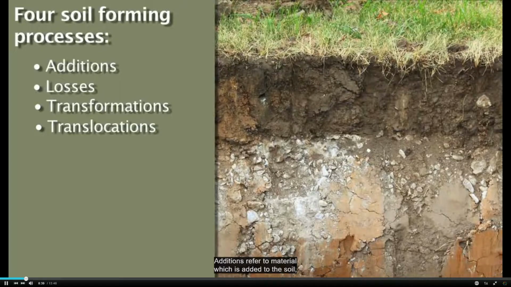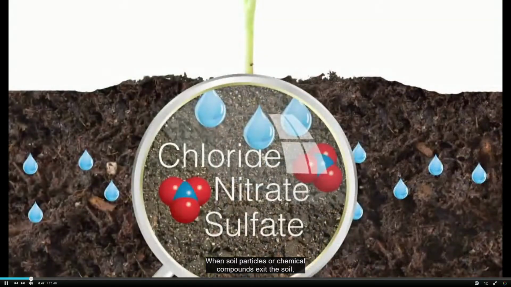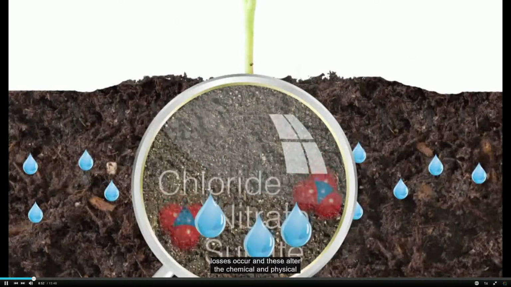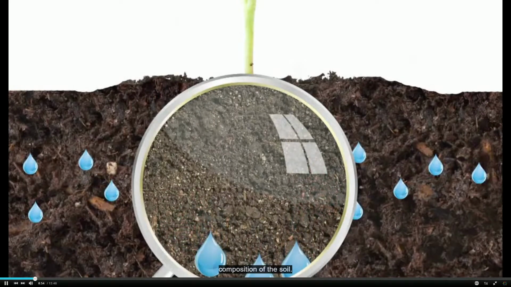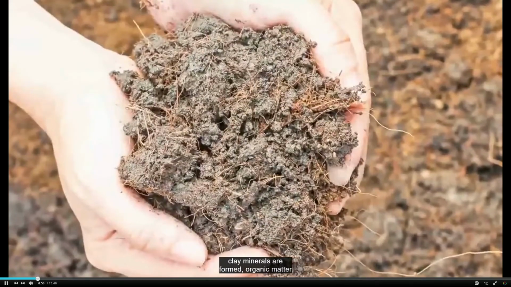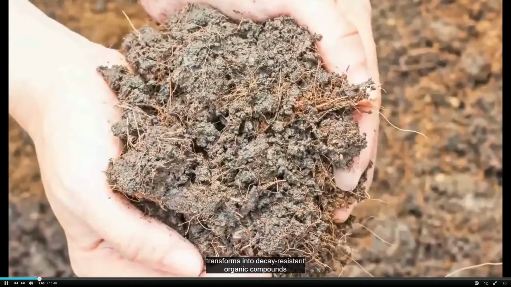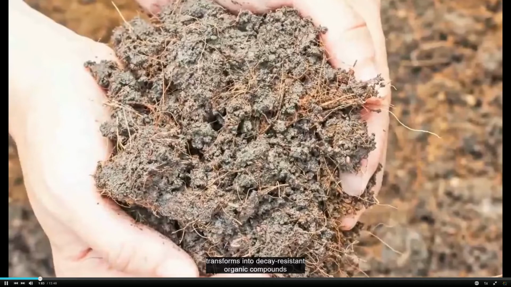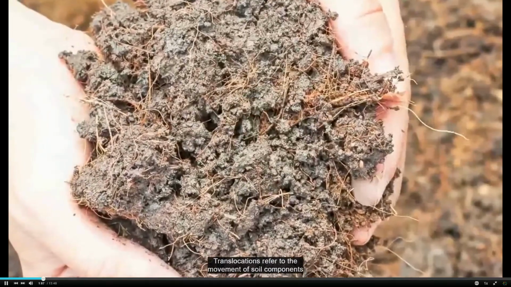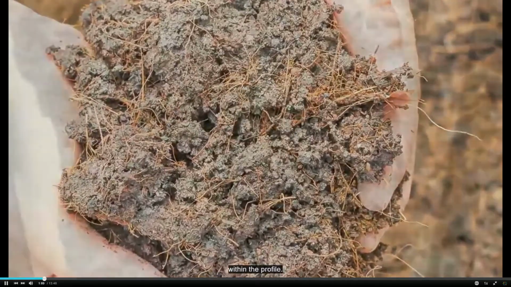Additions refer to material which is added to the soil, such as organic matter, water, or new mineral materials deposited by wind or water. When soil particles or chemical compounds exit the soil, losses occur, and these alter the chemical and physical composition of the soil. As sand becomes chemically weathered and smaller clay minerals are formed, organic matter transforms into decay-resistant organic compounds known as humus. Translocations refer to the movement of soil components within the profile.